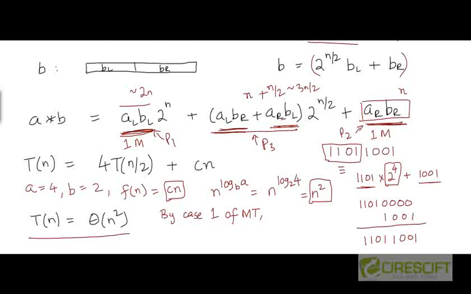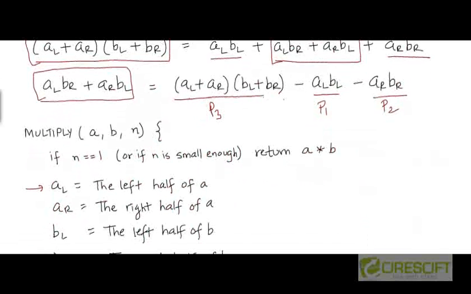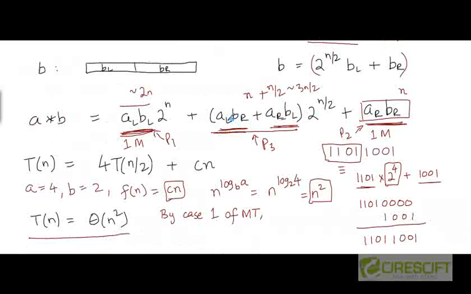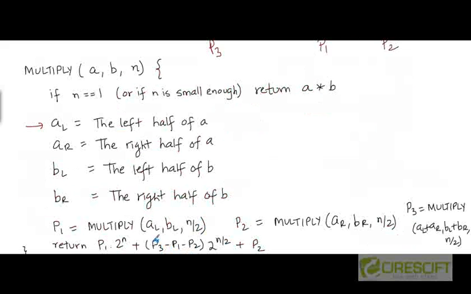So we can write the last line here as return P1 multiplied by 2 to the power n plus P3 minus P1 minus P2 multiplied by 2 to the power n by 2. So actually we won't be computing this directly, we'll be computing this by using our optimization, which is to take P3 and subtract P1 and P2 from it.